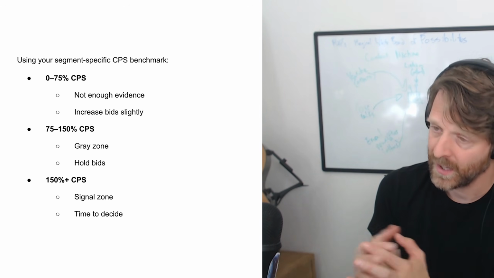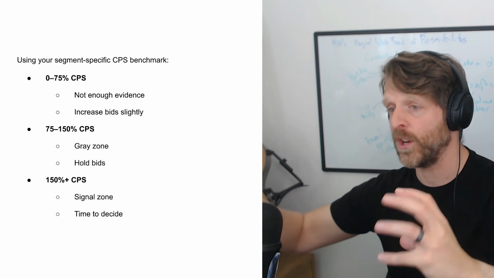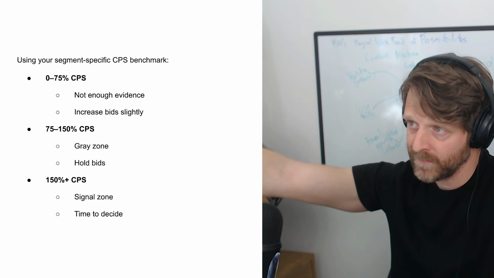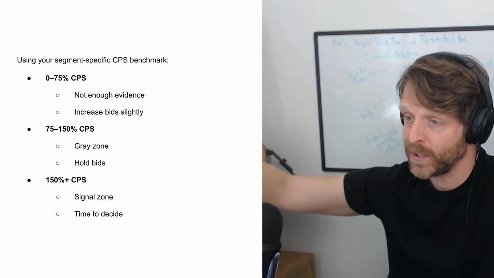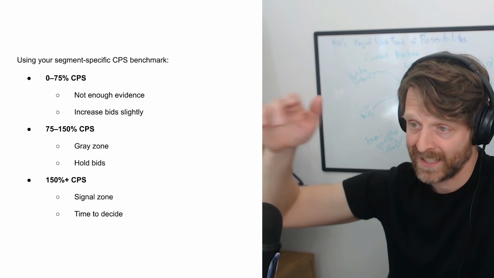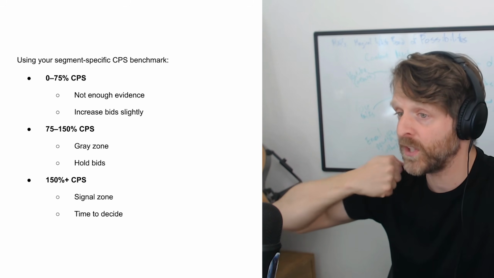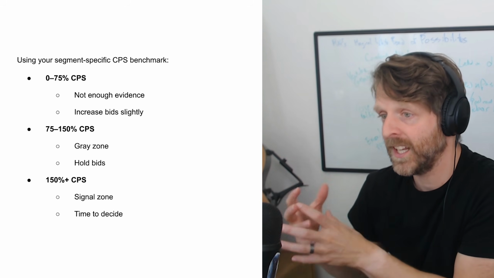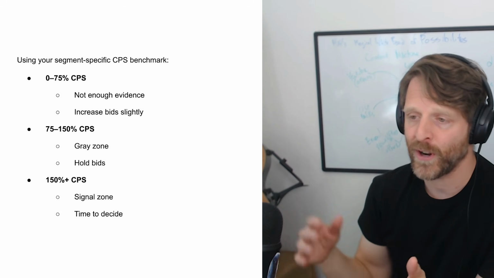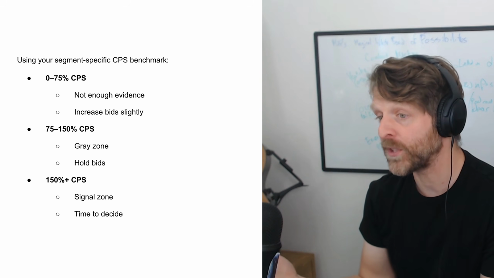So for example, if I have a search term anywhere from 0 to 75% of the clicks per sale for that category, like a branded term or a competitor term. Let's take a competitor term of 50 clicks per sale. That's a high clicks per sale for a competitor term. If I have 75% of 50, it's not enough data. So what I would try to do is get it into anywhere from 75 to 150% clicks per sale.